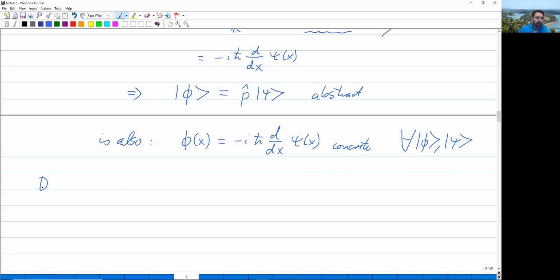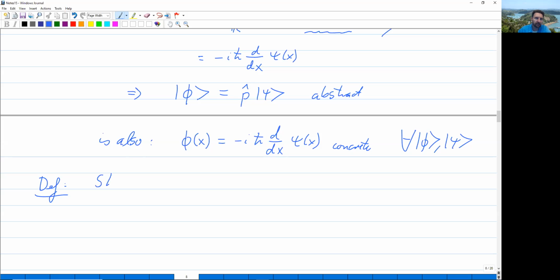Now, you see, this motivates a definition. We see here that the abstract action of p hat, of mapping a vector psi into a vector phi, is accomplished in a basis by taking the wave function, and in the position basis, it's accomplished by taking the position wave function of psi and then acting with the differential operator minus i h bar d by dx on it.